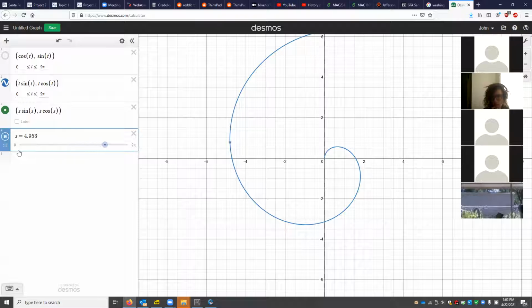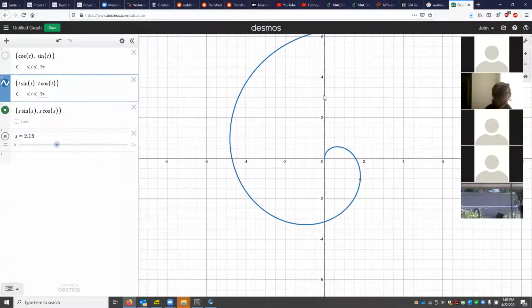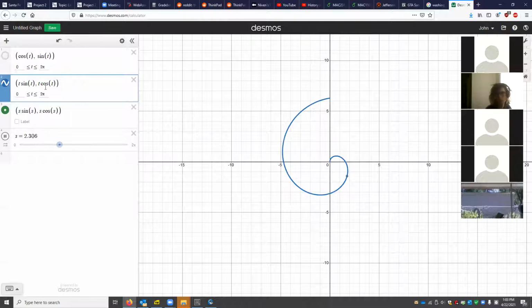So rather than having a circle, if your radius, so r sine t comma r cos t would be a circle of radius r. If you let that radius be a variable like t that grows as t grows, you're going to end up with a spiral. There's actually a lot of different ways to do this. The spiral you get here is what's called an Archimedean spiral.